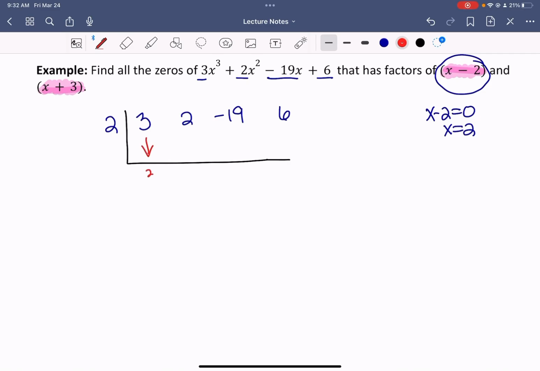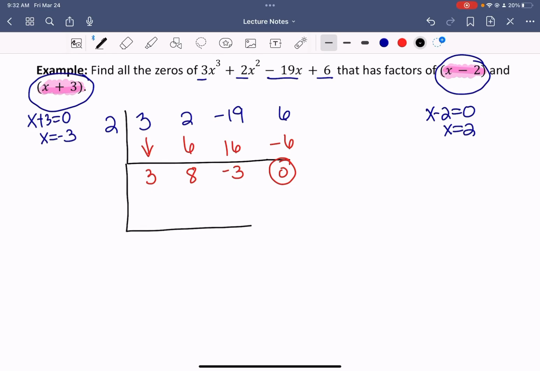I'm going to bring down the 3, multiply, add, multiply, add, multiply, add. And again, you better get a remainder of 0 right there because it was known. Now, because they gave me another factor, I am going to start with this factor with my result. So I'm going to take x plus 3 and set it equal to 0. That gives me negative 3. And then I'm going to continue this synthetic division, so I'm just going to make another spot here. Now I'm going to take out negative 3. So I bring it down, multiply, add, multiply, add. And again, you better get a 0 as a remainder because we know it works.